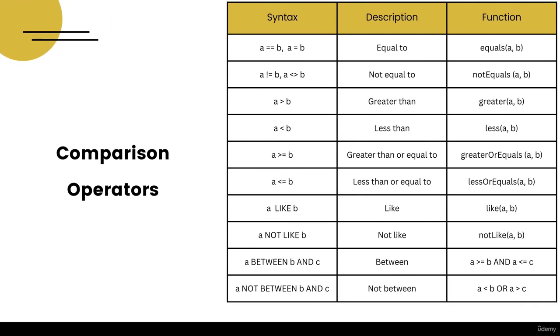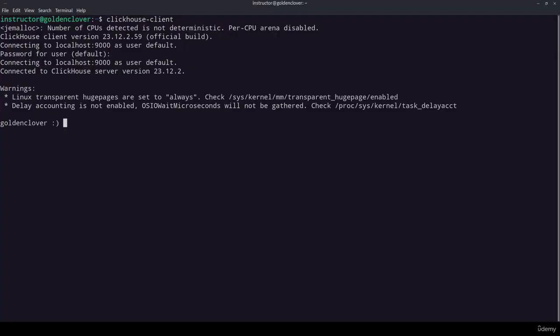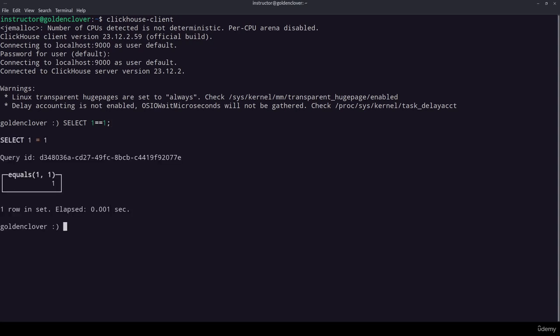Next are the comparison operators. These operators are used to compare two or more values. Similar to mathematical operators, these comparison operators have an equivalent function along with the general syntax. For example, we can check the equality between two numbers using this equals to operator, or we can simply use the underlying function.